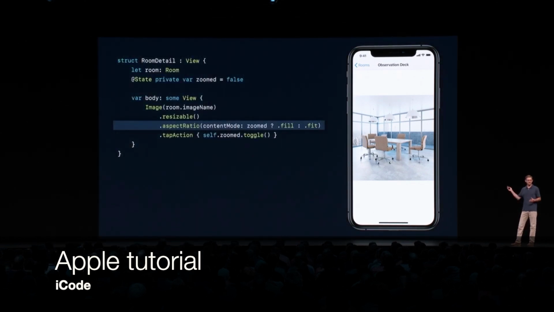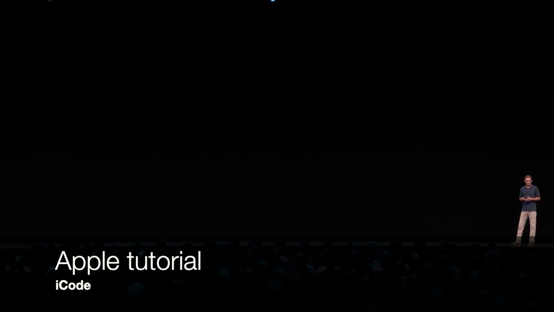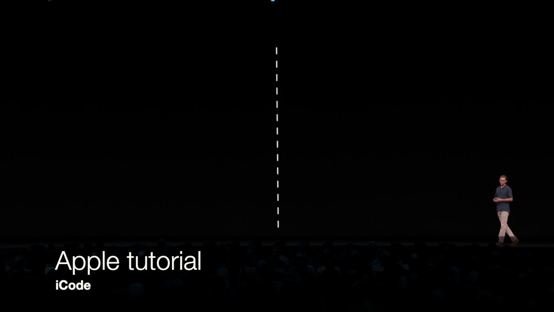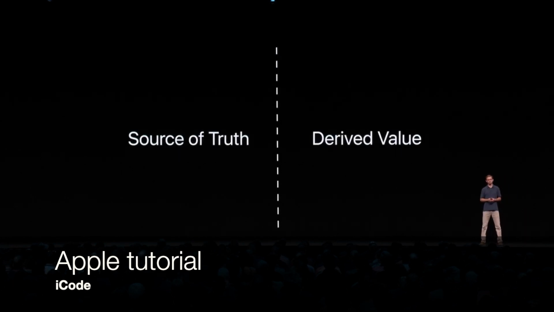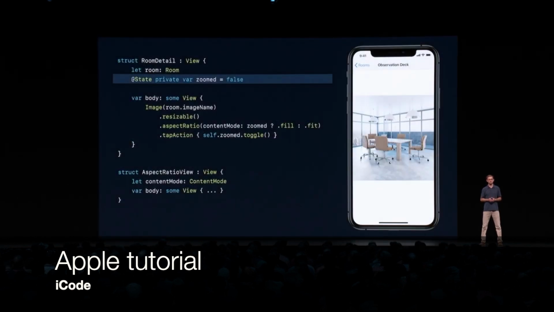Earlier, I mentioned that this call to aspect ratio makes a view. Its definition looks something like this, where content mode is a plain old Swift property. You can neatly classify every property as either a source of truth or a derived value. The zoomed state variable is a source of truth. The content mode property is derived from it.